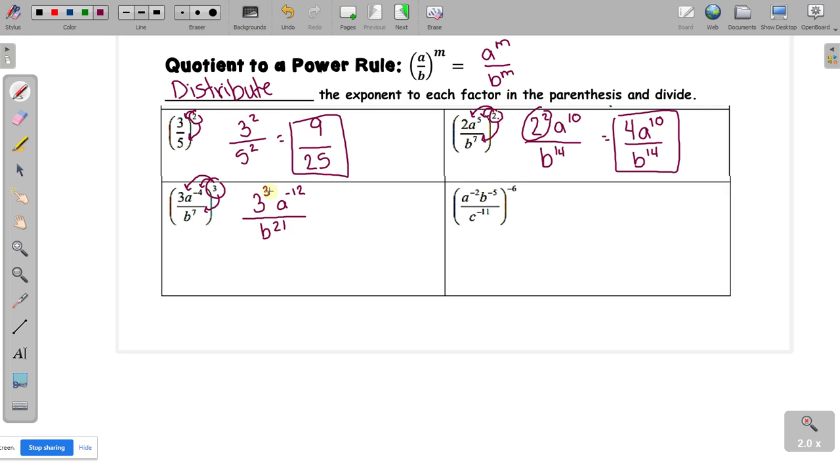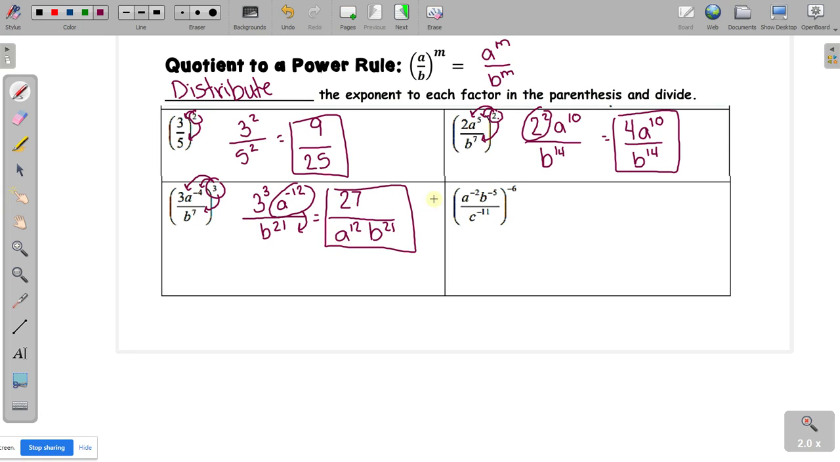Simplify. 3 to the 3rd is 27. Then we need to move our negative to the denominator. So it becomes a to the positive 12th. And then b to the 21st stays put.